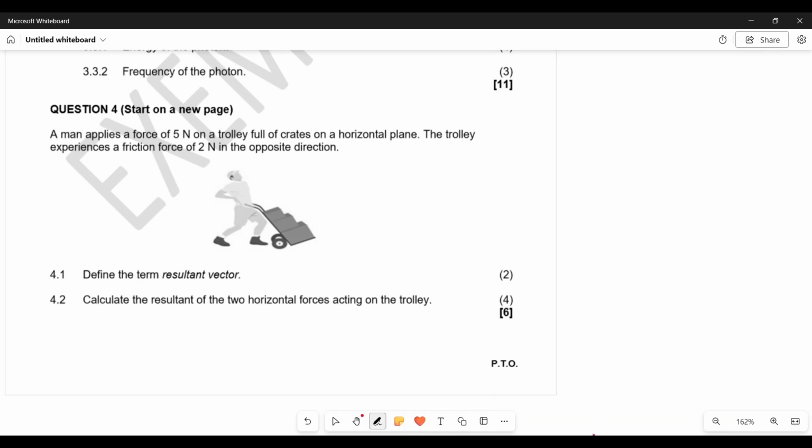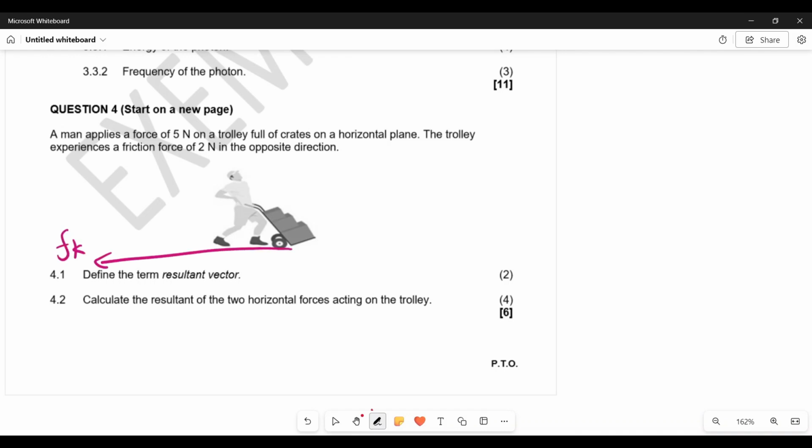Now, question 4. A man applies a force of 5 newtons on a trolley full of crates on a horizontal plane. Now, the trolley experiences a frictional force of 2 newtons to the opposite direction. Now, remember, always, friction is always opposite to the direction of motion, meaning that in this case, our frictional force would be going in that direction.